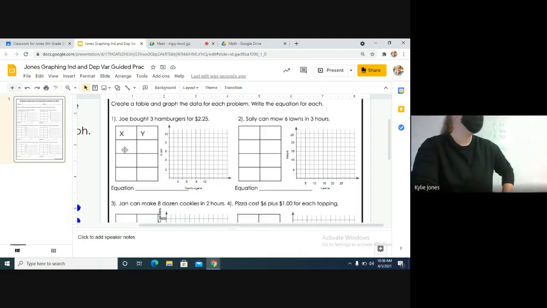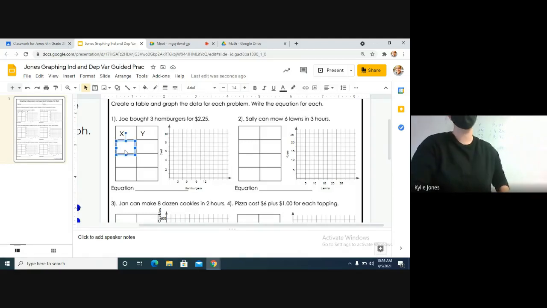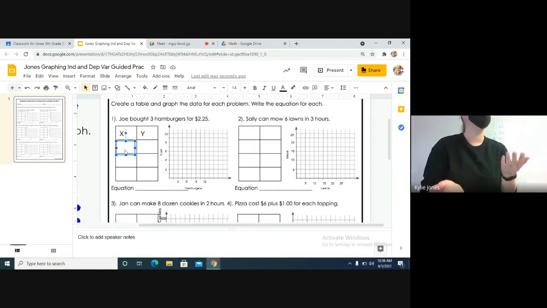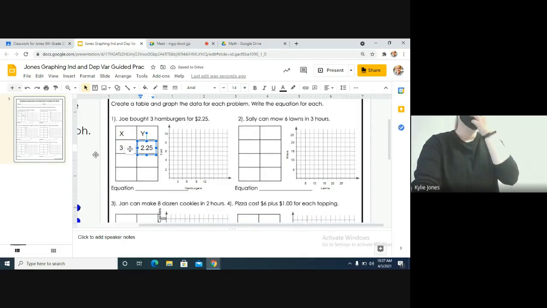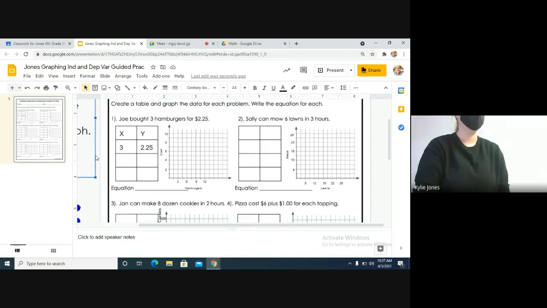So we know that Joe bought three hamburgers for $2.25. So is the hamburgers the x value or is the money the x? Think about it. Hamburgers are the x value. The hamburgers can change. We can put in any amount of hamburgers we want. So we're going to start by putting a 3 right there. He buys 3 hamburgers for how much money? $2.25. So that goes in our y value. $2.25 is our y value there. Okay. So that's our first one.